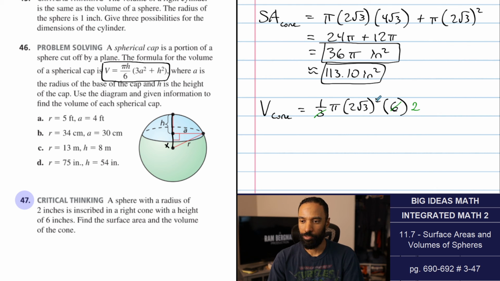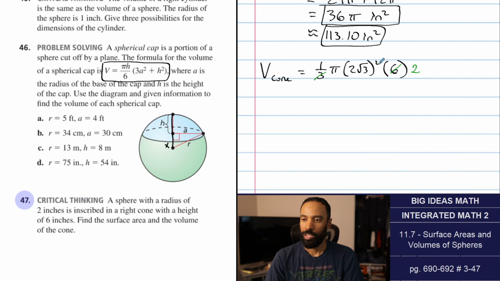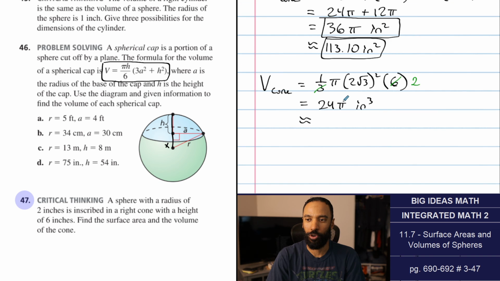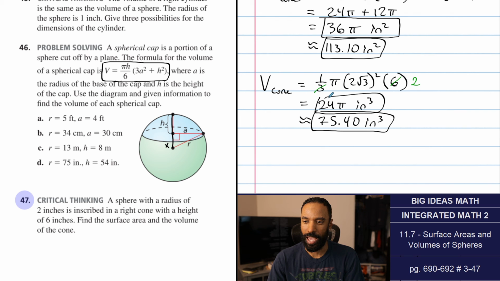2 squared is 4. Oh, we have that. What was that number? 12 pi? So 12 pi times 2. That's 24 pi. This is cubic inches. And for 24 pi, it should be 2/3 of that number. I'm getting 75.398, so around 75.40 cubic inches. And that's the exact that we have there.